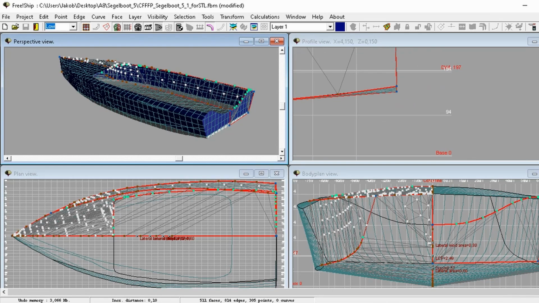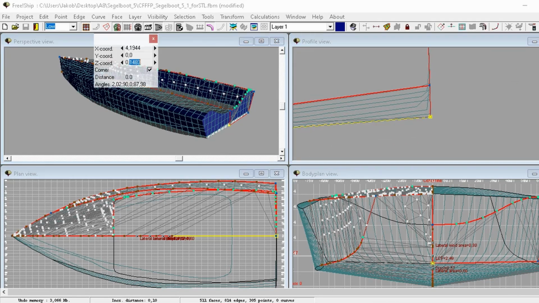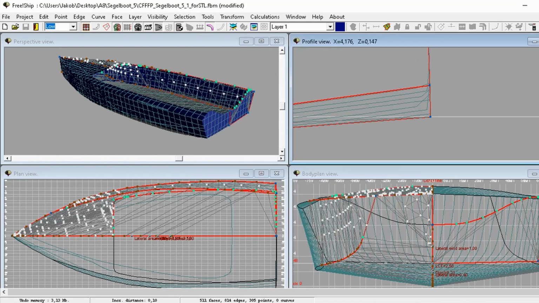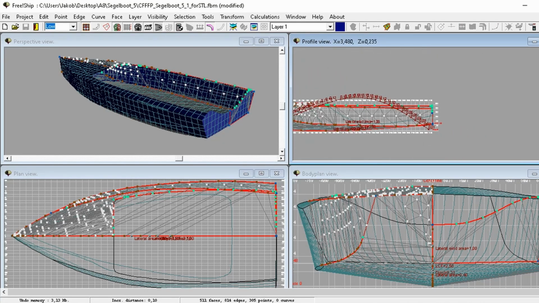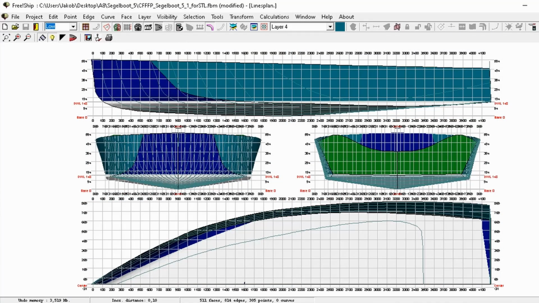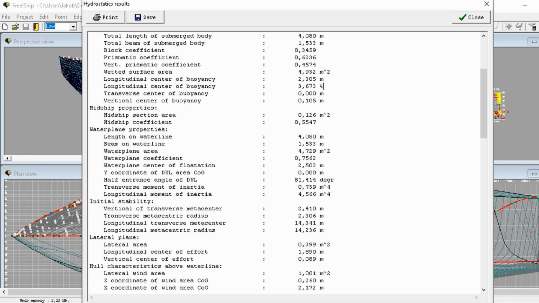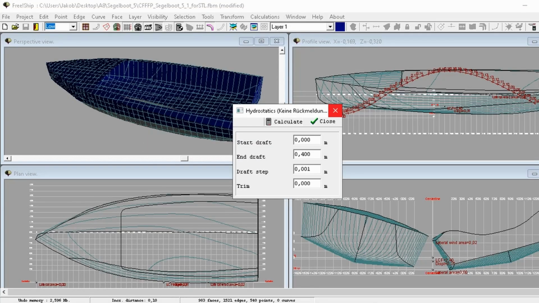After I designed the whole boat in my CAD system, I imported it into Freeship to do some hydrostatic analysis. Once I had a working model of this boat in Freeship, I determined the waterline with the lowest part of the transom right above it. I then entered the draft of the boat into the project settings. With that information, I was able to have a look at the lines plan as well as at the hydrostatic results. Another thing I concentrated on was to end up with a hull form of which the center of buoyancy does not change a lot when heeled.